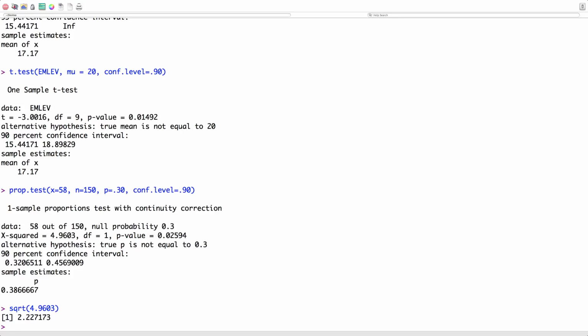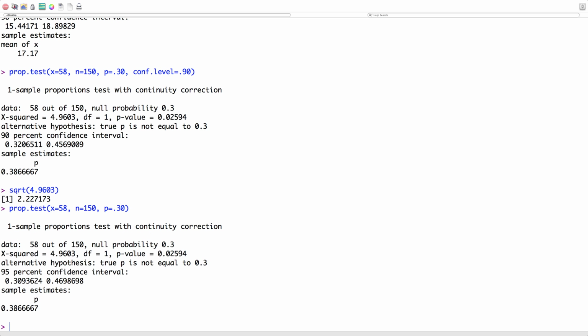Just like before, if you are comfortable running a two-tailed test, and you want the default 95% confidence interval, then this is all you got to do.